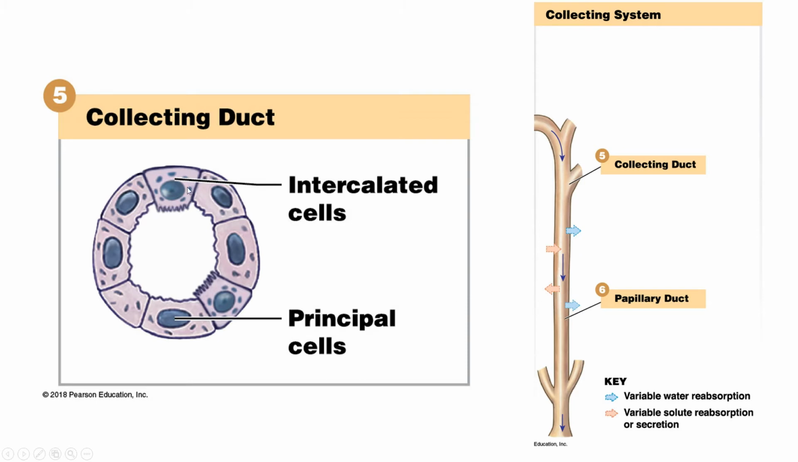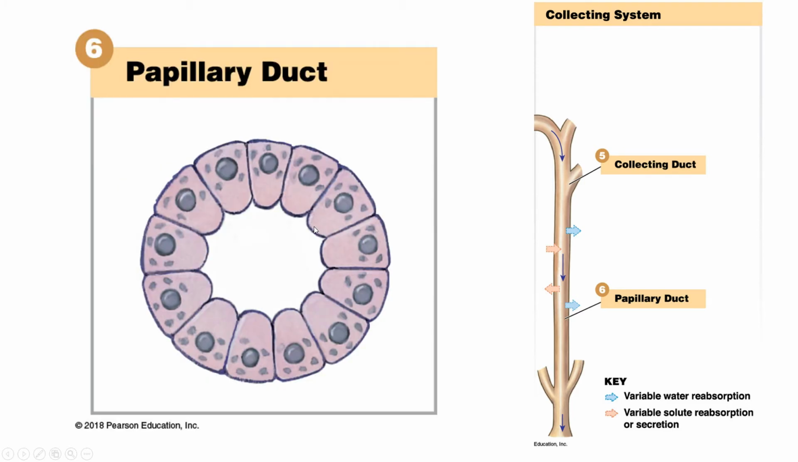And of course, when you look at the cells, you're going to have intercalated cells and principal cells that make up this collecting duct. And of course, these cells are going to be very important for the function of the collecting ducts, okay? And they're going to be involved with regulating of urine output. So they're going to be responsive to aldosterone and angiotensin. And then you have the collecting ducts merging into a papillary duct.